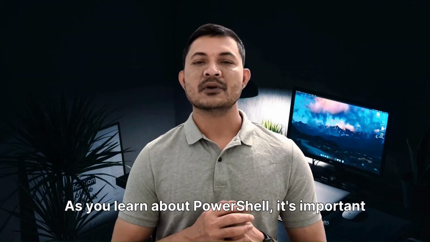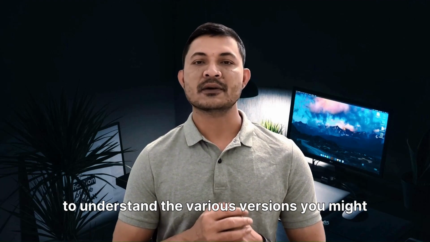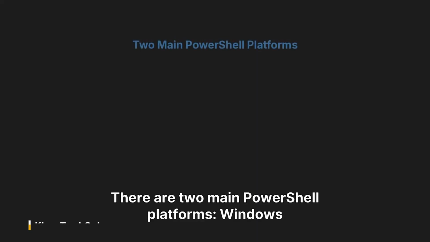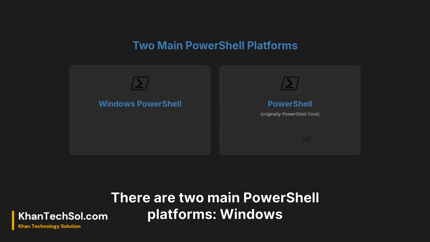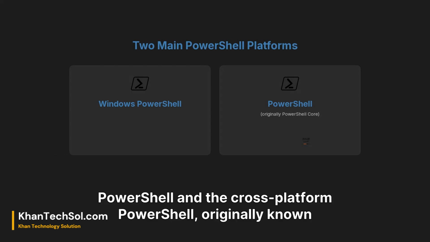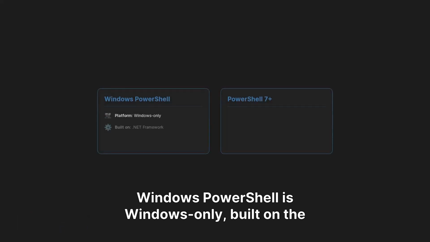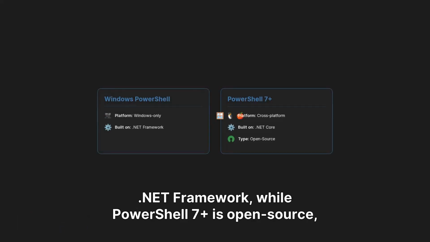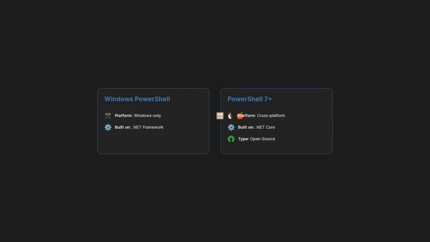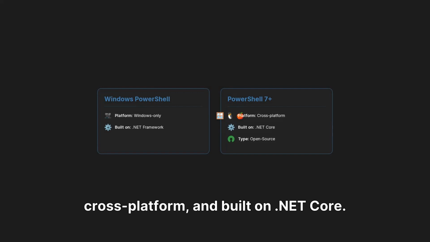As you learn about PowerShell, it's important to understand the various versions you might encounter. There are two main PowerShell platforms, Windows PowerShell and the cross-platform PowerShell, originally known as PowerShell Core. Windows PowerShell is Windows only, built on the .NET Framework, while PowerShell 7 Plus is open source, cross-platform, and built on .NET Core.